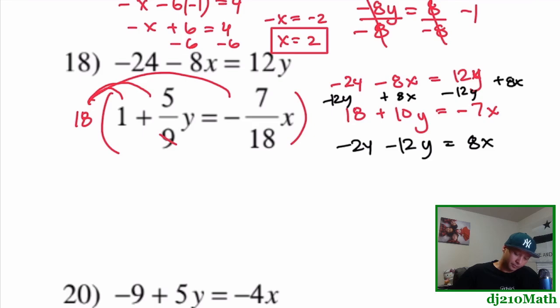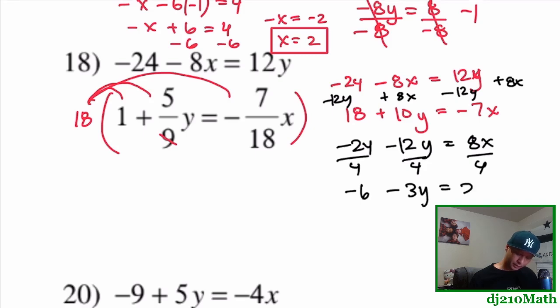Could I do that? If I divide out a 4, this is going to be -6. This is going to be -3y. And this is going to be 2x. So I like that.